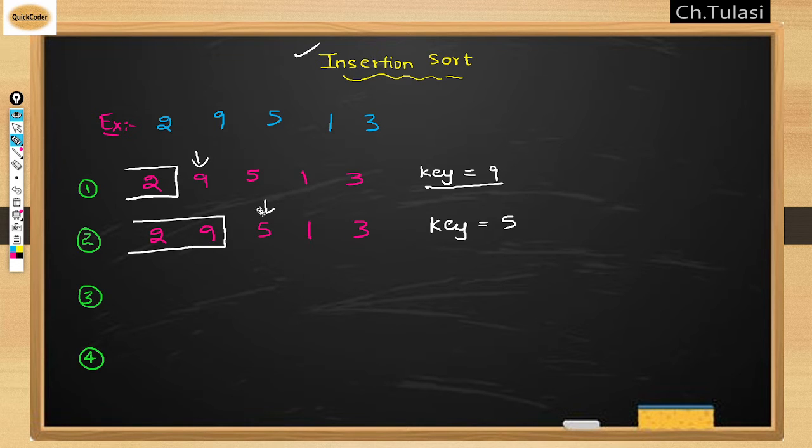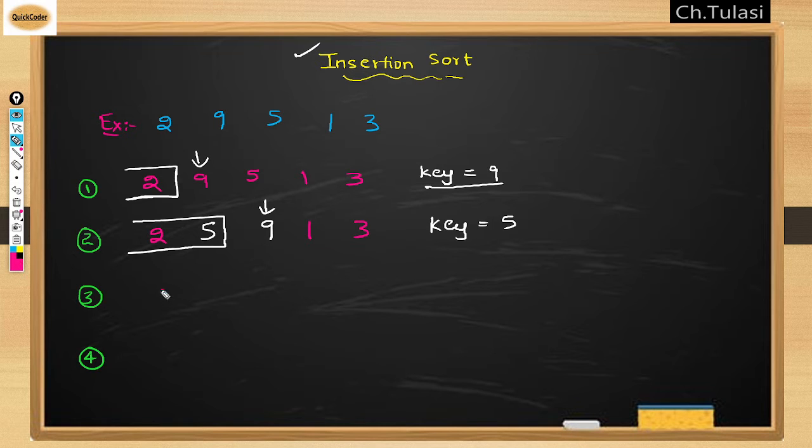What happens here is my 9 will be shifted one place forward, in place of 5. And now what happens again? My key will be checked with 2. Is my 5 less than 2? No, it is not less than 2. My loop stops here, and in place of 9, 5 will be inserted. Okay, so that's the second iteration.